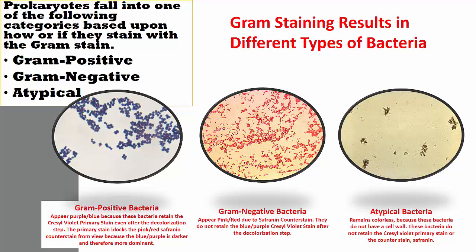Gram-negative bacteria will appear pinkish or red due to the safranin counterstain. They do not retain the bluish purple crystal violet stain after the decolorization step. Atypical bacteria do not have a cell wall. They remain colorless. These bacteria do not retain the crystal violet primary stain or the counterstain safranin.